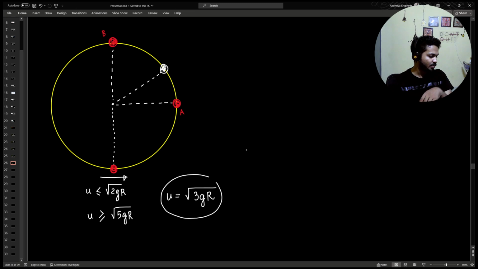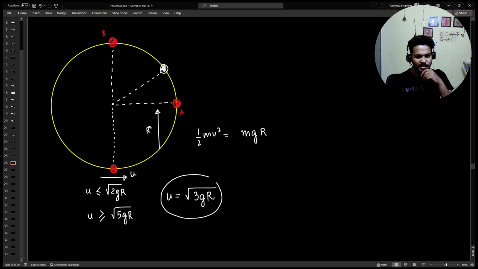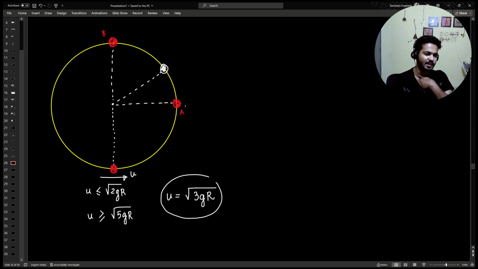No, that's for you, root 2 gr. Let's prove it. Half mv square needs to be equal to mg into r, right? Because here the velocity would be u and it gains a height of r, so the potential energy will be mgr. So half mu square becomes equal to mgr. From here you can see under root 2 gr is the velocity for which the body reaches this A position. So root 2 gr is that lower limit for which the body reaches up to A and then does the circular motion. To reach B you need root 5 gr.